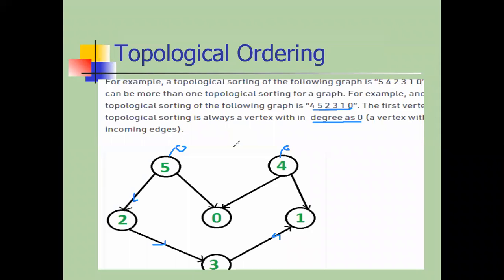Topological ordering, Prim's algorithm, Kruskal algorithm, and which algorithm is remaining? That is Dijkstra's algorithm. I hope you're clear now.